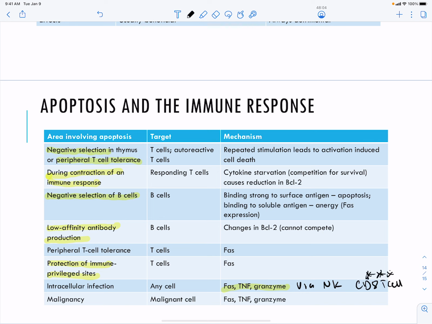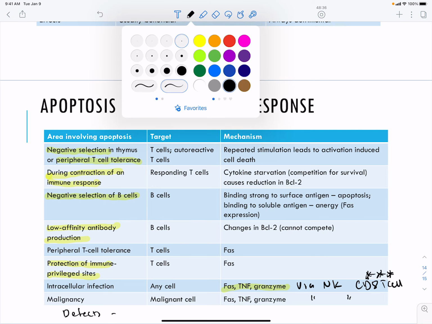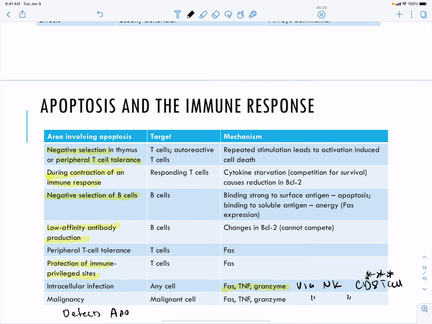So even though NK cells can target virus-infected cells that downregulate MHC, most viruses do not do this. And so it's mostly going to be the CD8 T cells that are going to be protective against an intracellular infection. Malignancy, again, can have the same thing. You can have a T cell that targets it, or downregulation of MHC, and NK cells target it. And defects in apoptosis, remember, can lead to malignancy.